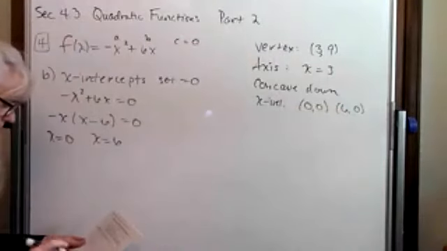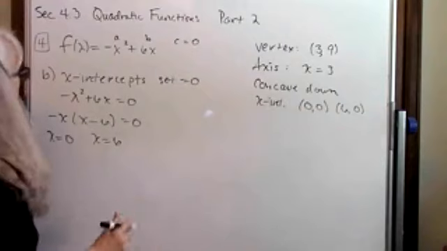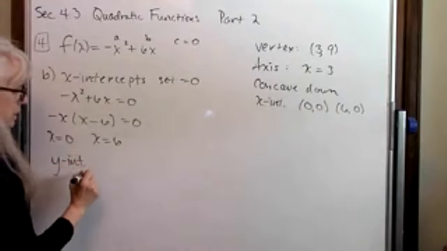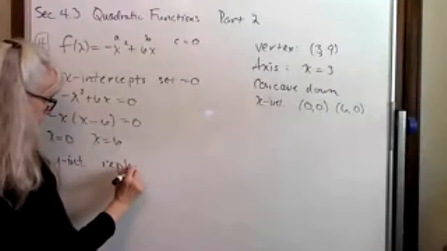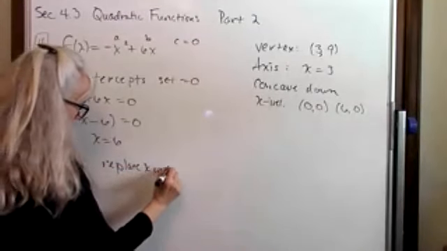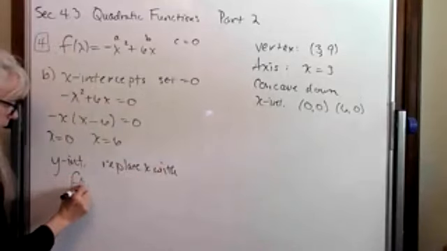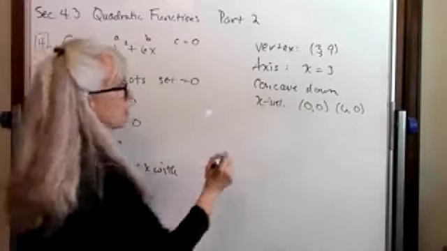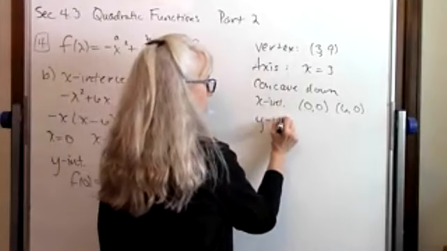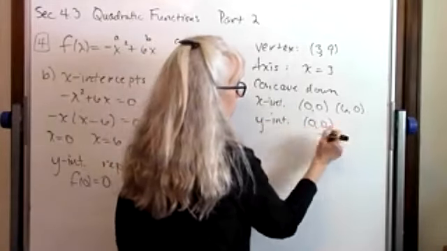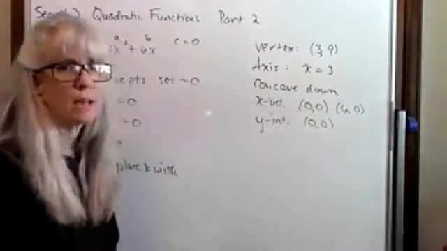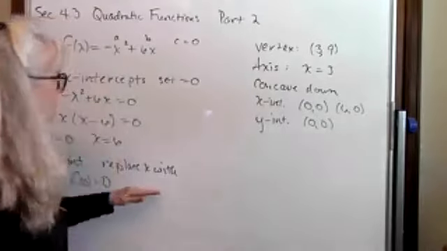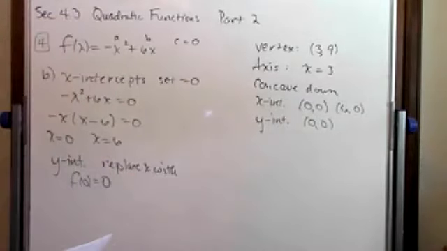They're also going to ask for the y-intercept. And to get the y-intercept, you're going to replace x with 0. So we're finding f of 0, which in this case is just going to be 0. So the y-intercept we already know is the origin. And again, the reason we already knew that was because we had the x-intercept at the origin. So if you cross the x-axis at the origin, you better cross the y-axis at the origin. So this just backs up this. Okay, at this point, we can go ahead and graph it.